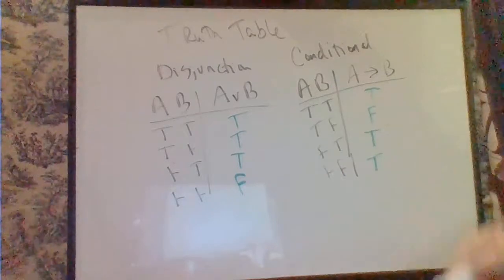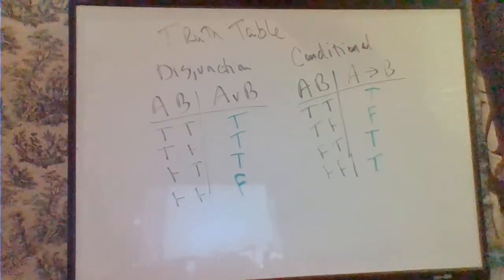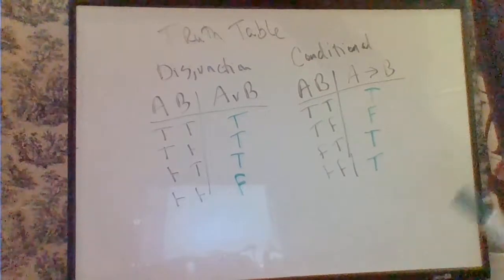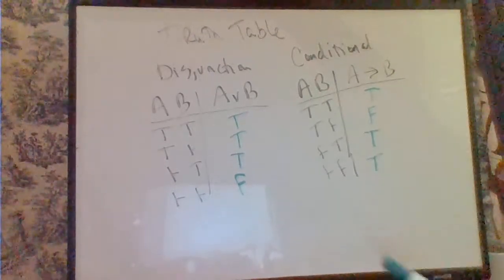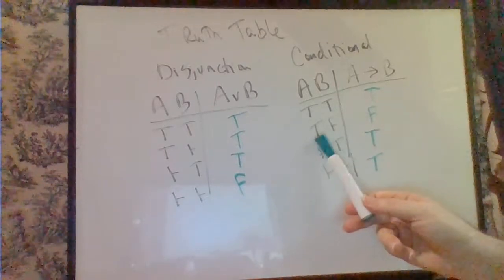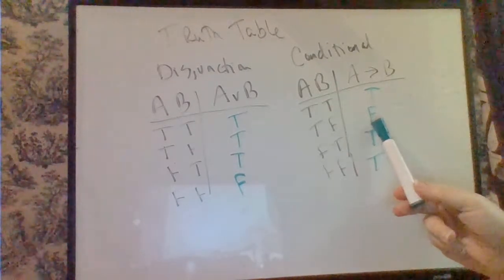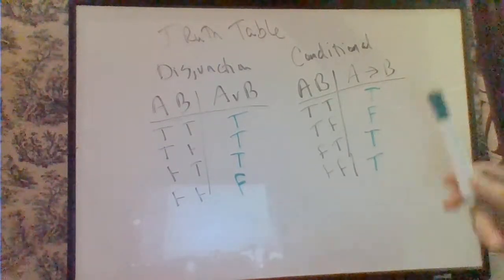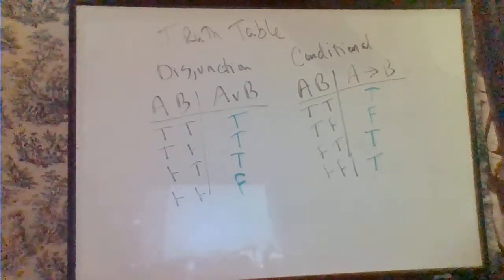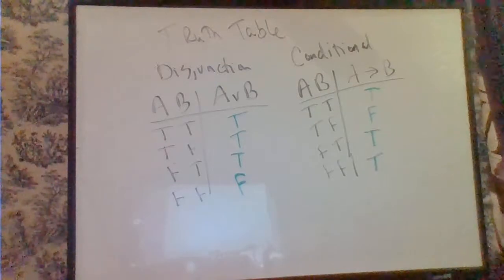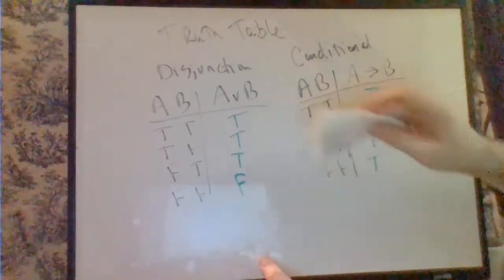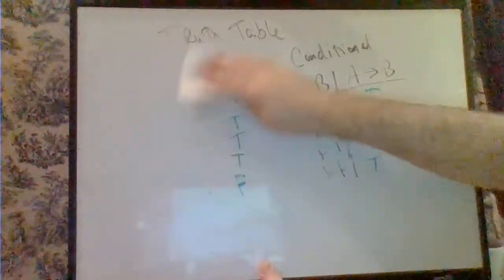But again, the important thing for us to remember here is that with the conditional statement, the only time a conditional is ever going to be false is when the antecedent is true and the consequent is false. In that possible world, the conditional statement is false. Any other time, it's going to be true. And so finally, we come to the biconditional.